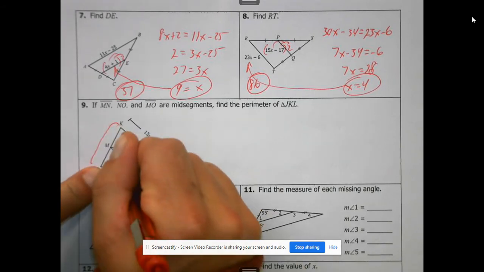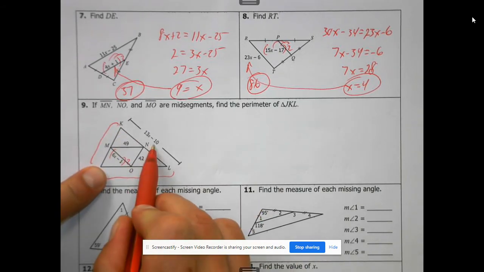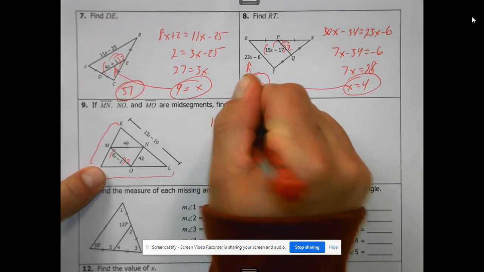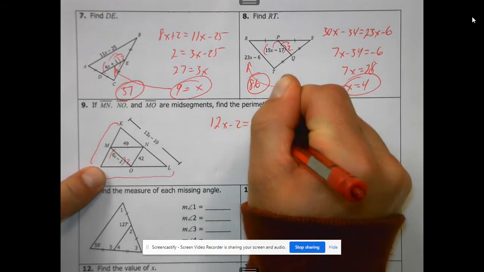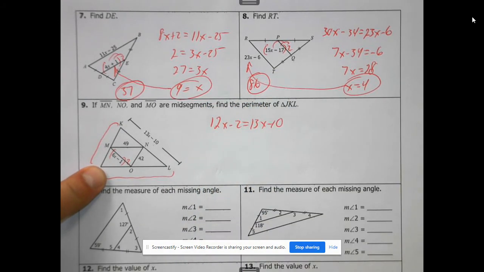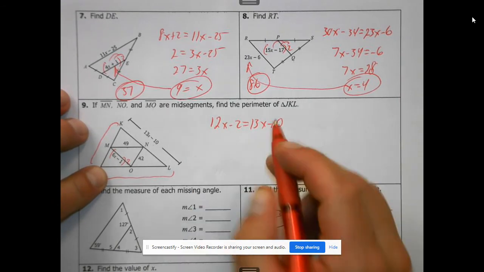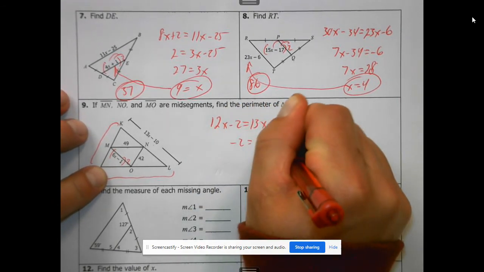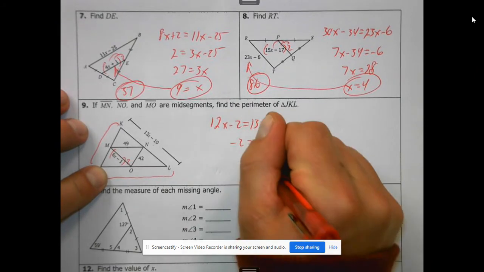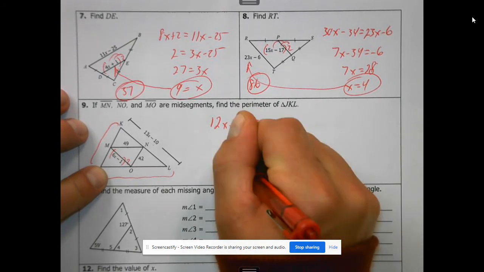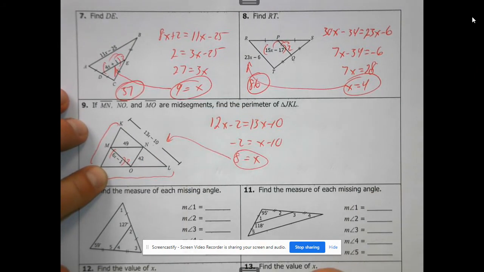Remember, I just have to double the mid-segment and set it equal to the base. So 12X minus 2 is 13X minus 10. I'll subtract 12X from both sides and add 10 to both sides. X is 8. So I plug that back in right there. That is going to give me 94.